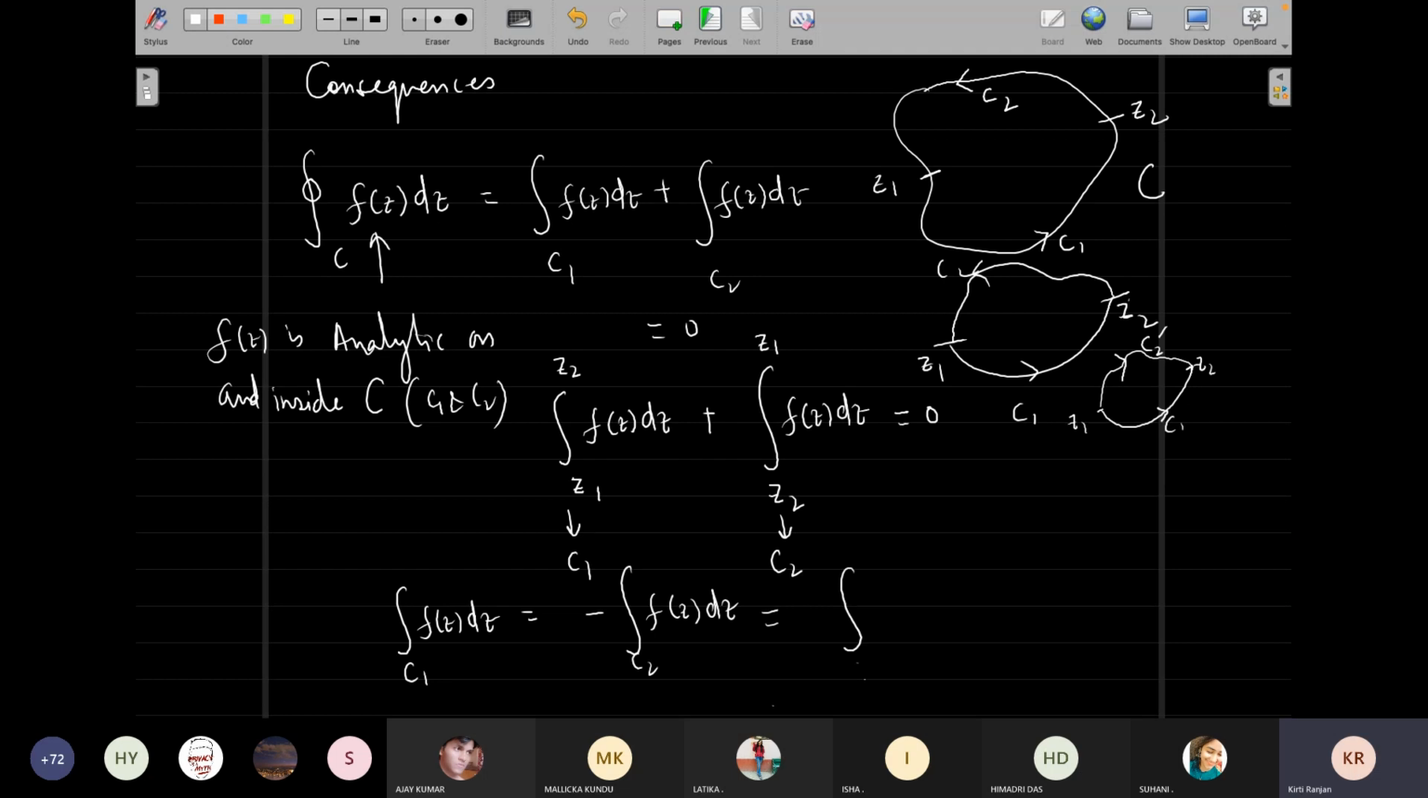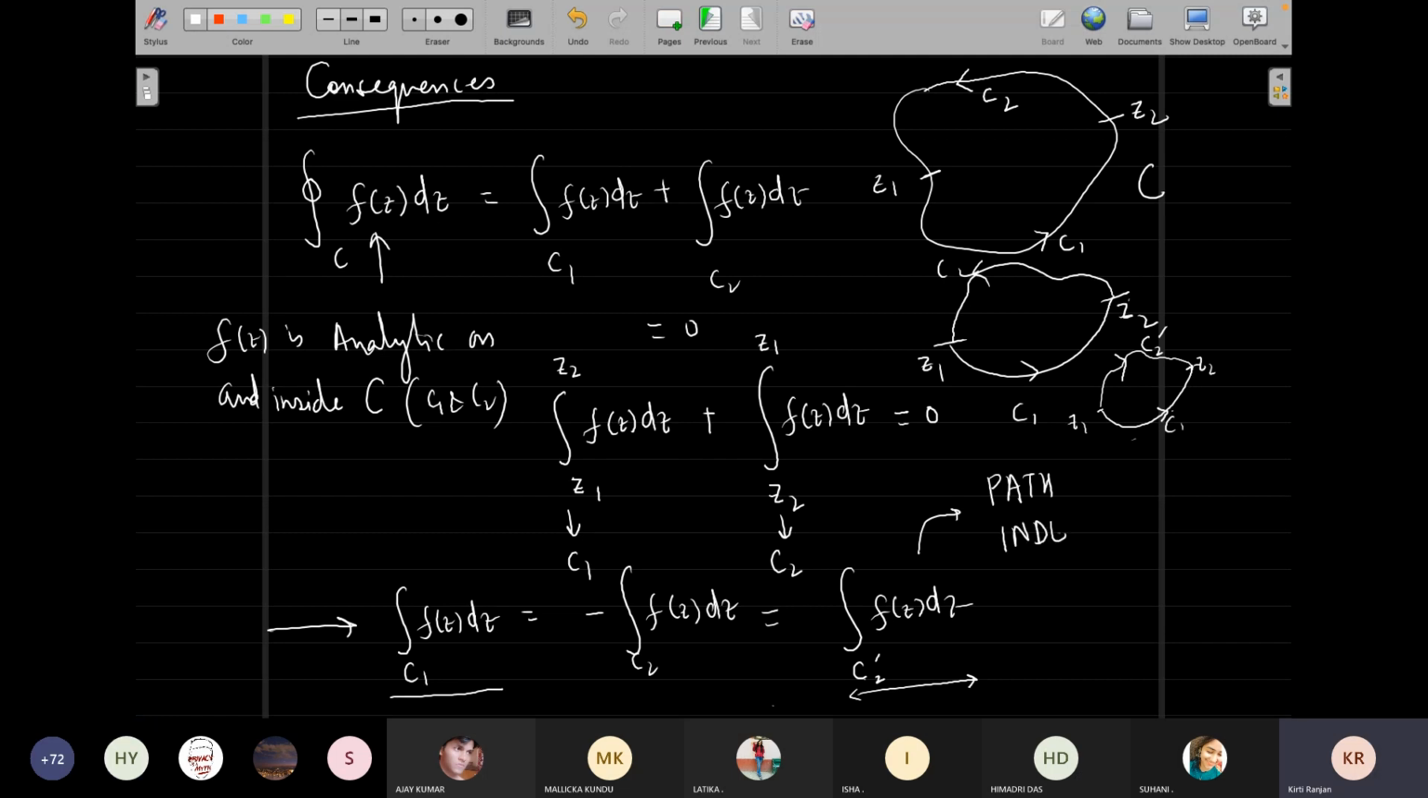So remembering the integral over C2 prime of f(z) dz, what result is this? The integral of f(z) dz over C1, whether I go from the left bottom curve or from the top curve, I get the same result. What is this? That means the integral is independent of the path. Path independence.